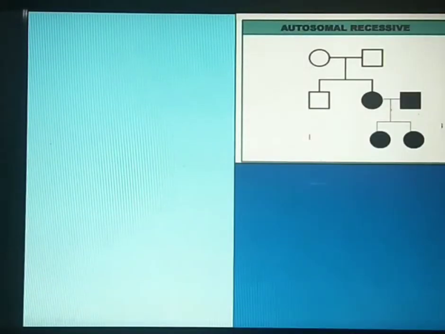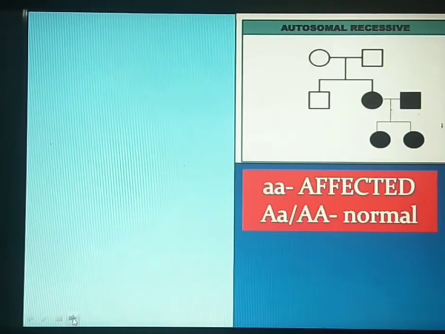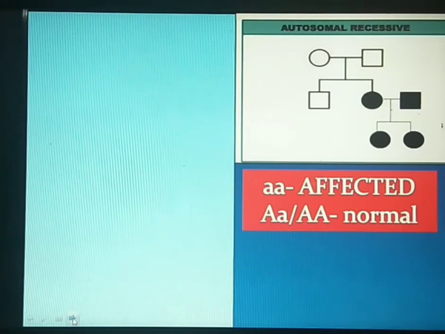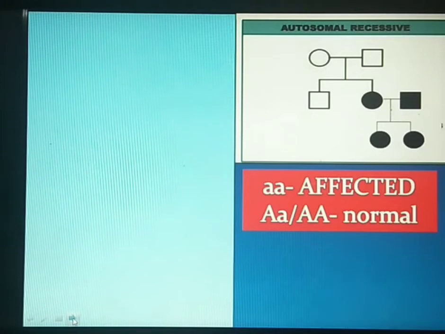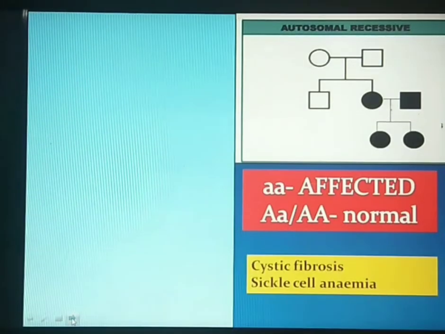The second one is autosomal recessive. Since it is the recessive one, the small a will be the affected individuals that are darkened or shaded here in the chart, whereas capital A small a or capital A are the normal ones without shading. The diseases are cystic fibrosis and sickle cell anemia.